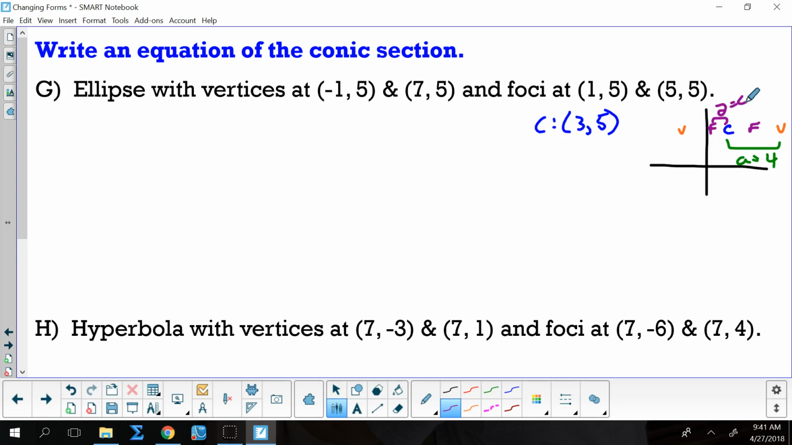So from my ellipses, how do I find that c value? What's the formula that I use? A squared minus b squared. Okay, so c is 2, which means c squared is 4. A is 4, which means a squared is 16. So that's going to be what? 12 for b squared.